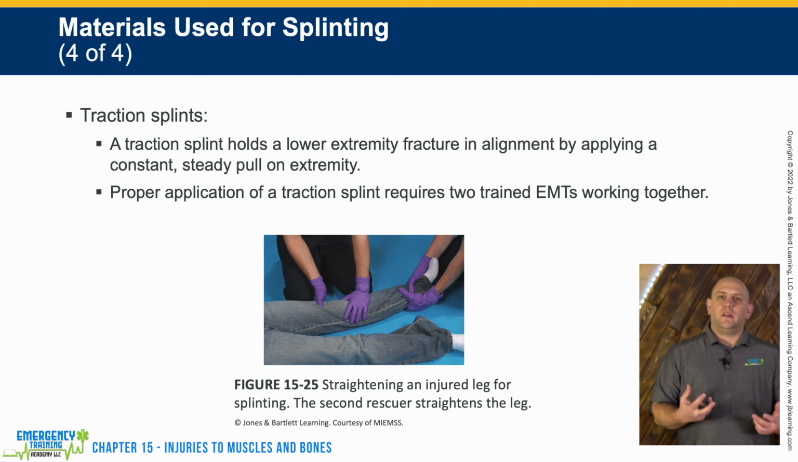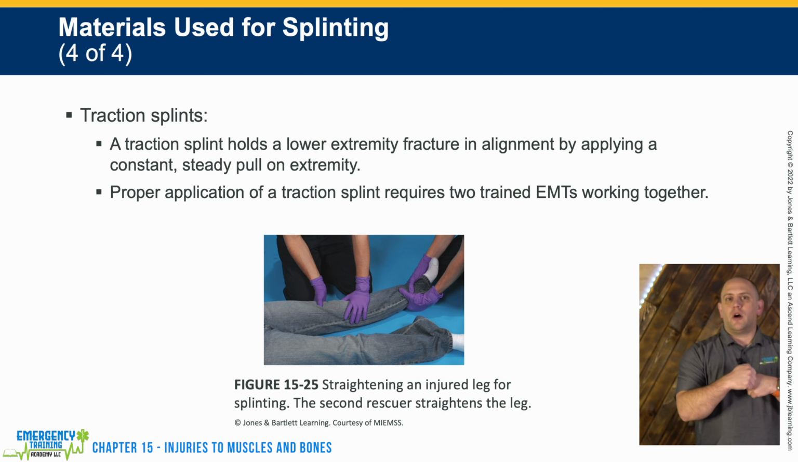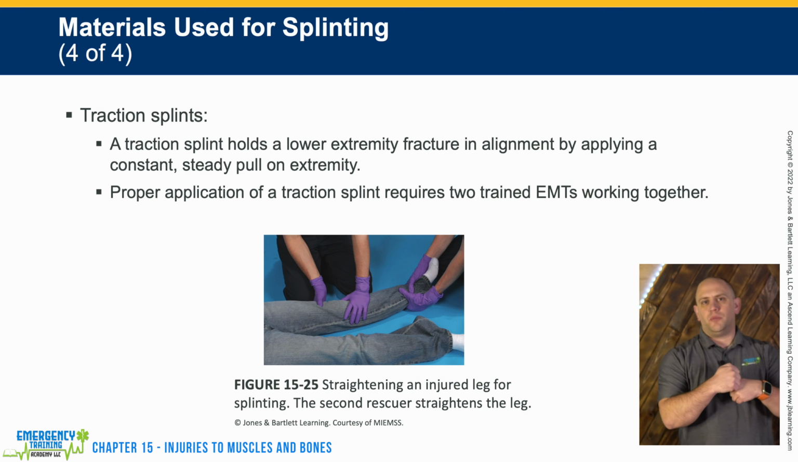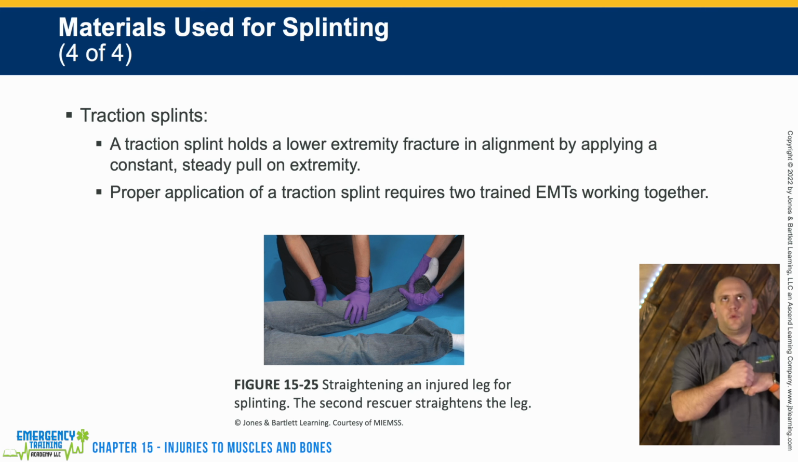The next splint that we will talk about is our traction splinting. This is going to be for our lower extremities, specifically our femur. We have these really big bones that are surrounded by extremely powerful muscles, and as they break, they're going to create that shear and cause damage to the muscles and the blood vessels and the tendons, or cause damage to the blood vessels and nerves that are around them.